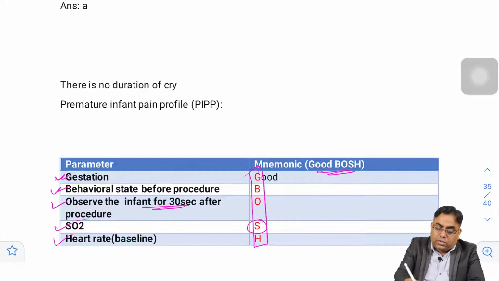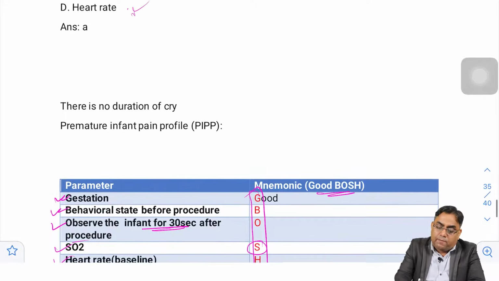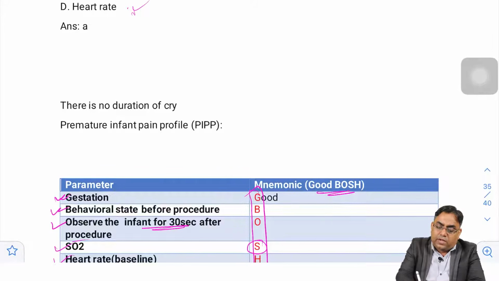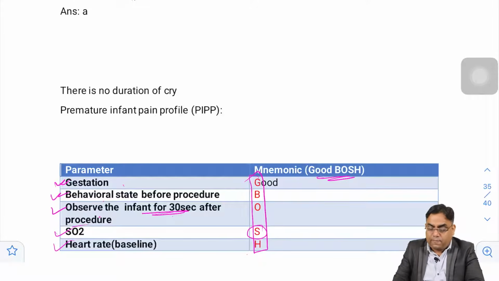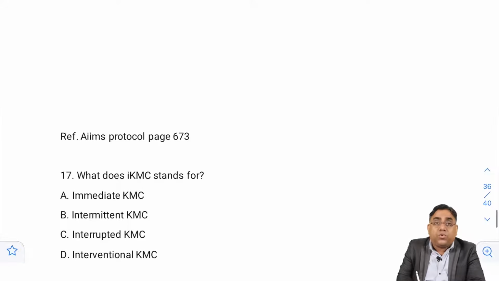So, here G means gestation, B means behavioral state, and there is also heart rate. So, these are the three parameters. Now, duration of cry is not a parameter of PIPP. Okay. Another new question: what does IKMC stand for?